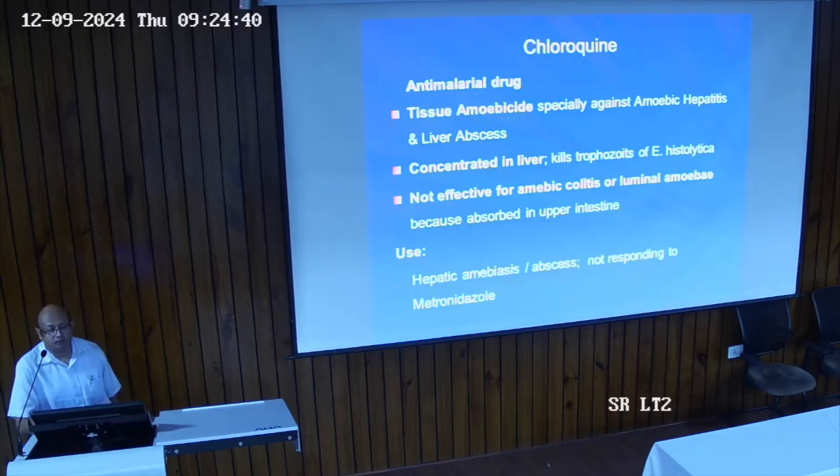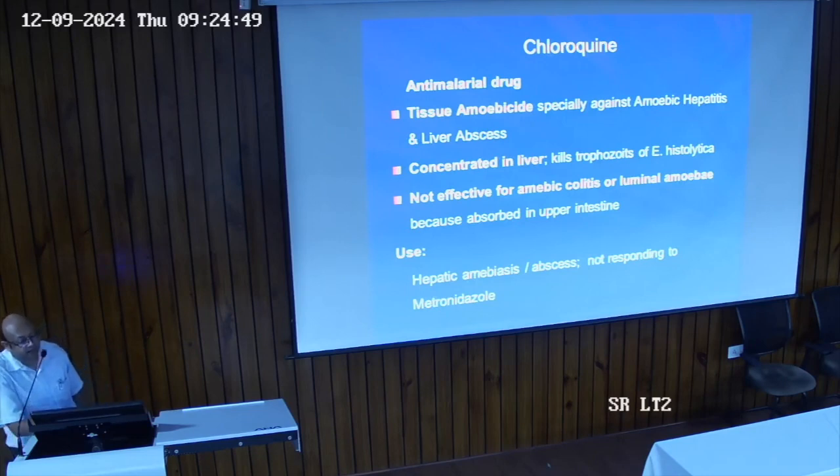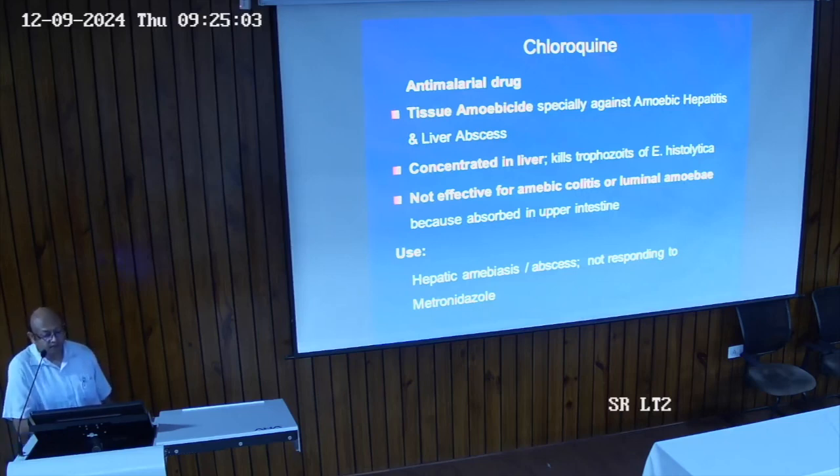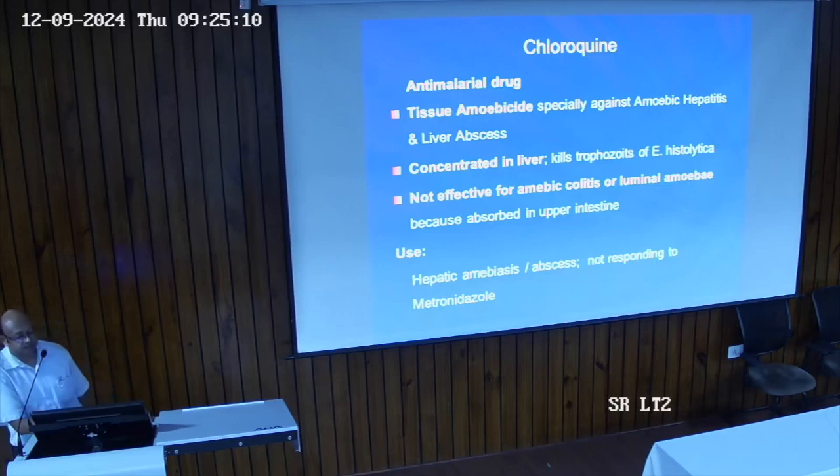Another drug is chloroquine, which we often give for malaria. So it's an anti-malarial drug, a tissue amoebicide, especially against Entamoeba histolytica, amoebic hepatitis, and liver abscesses. It is concentrated in the liver, so it kills the trophozoites of Entamoeba histolytica. Not effective for amoebic colitis or luminal amoebae because it is absorbed in the upper intestine. So it is basically used in hepatic amoebiasis, abscess, not responding to metronidazole.